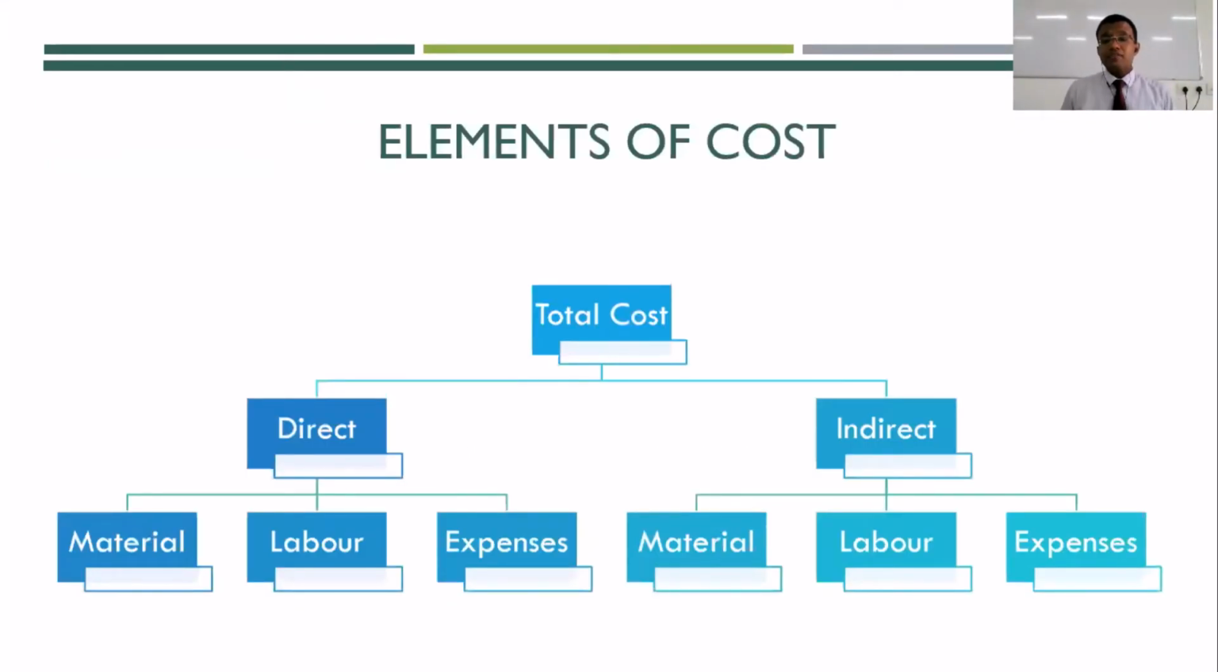Now, let me give you an overview of the elements of cost. Whenever we talk about elements of cost, there are three elements: material, labor, and expense. Each of these categories you can broadly divide as direct and indirect.